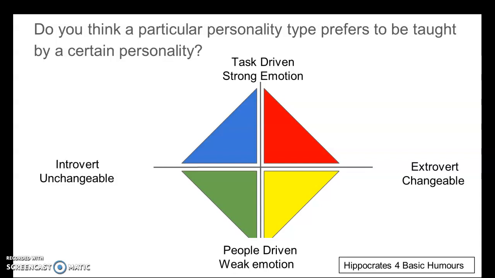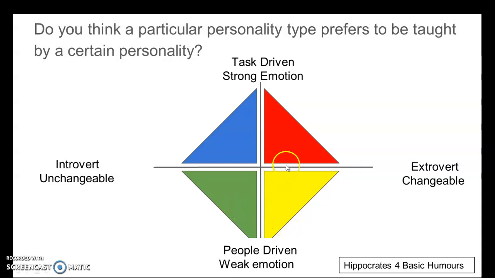So there's lots of different sort of psychometric tests and things that you can do online out there, but the one that we're going to be looking at today is linked to colours. So you can complete an online questionnaire and you come out as a different colour. So you either come out as blue, red, yellow or green.